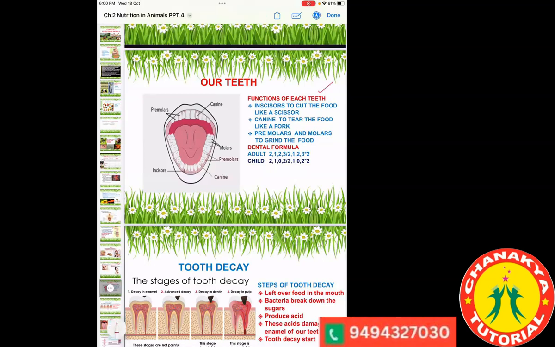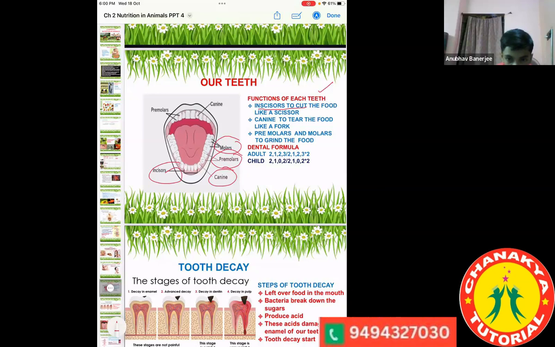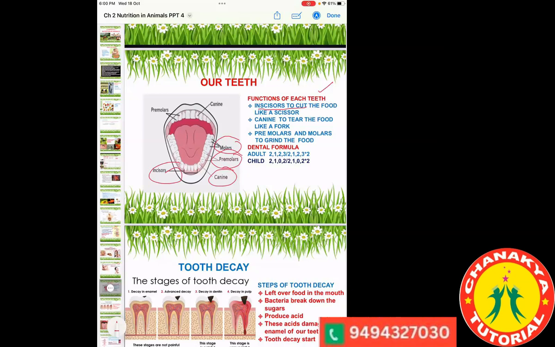Now, function of the teeth. Four varieties are there. Incisors, which are the front teeth, then canines, near the incisors. Then back to the canines are the premolars, and the last set of teeth are called molars. So four types are there: incisors, canine, premolar, and molar. Now, the function of each: the incisors help to cut the food like a scissor. You might have seen a scissor, so the incisors do the same function. They cut the food.